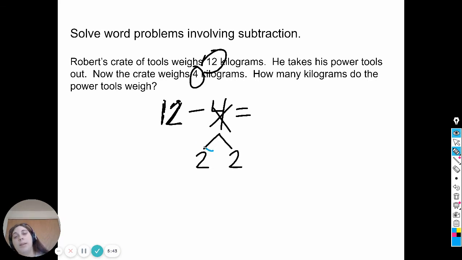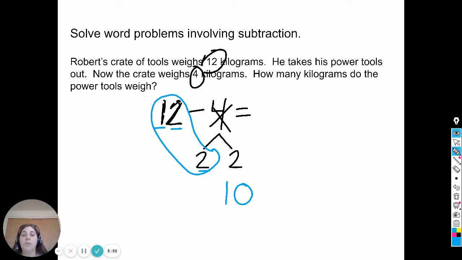Now we're going to take the 12 minus the 2. Well, 2 1s minus 2 1s leaves us with 0 1s. We still have that 1 10, so that leaves us with just 10. We can't forget about this 2 over here, so now our problem becomes 10 minus 2. 10 minus 2: 10, 9, 8.